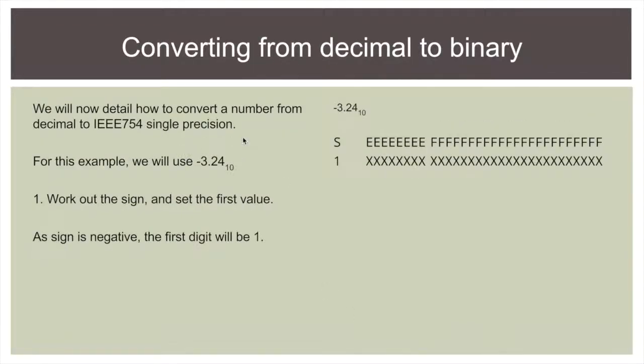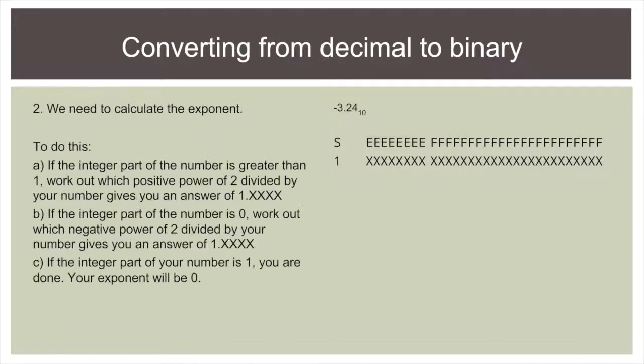So I'll now detail how to convert from decimal to binary. And in this example, we're going to be using minus 3.24. The first thing we do is we work out the sign and set the first value. So sign is minus, as a sign is negative, the first digit is going to be a 1. And you can see all these are x's because we haven't filled that out yet.